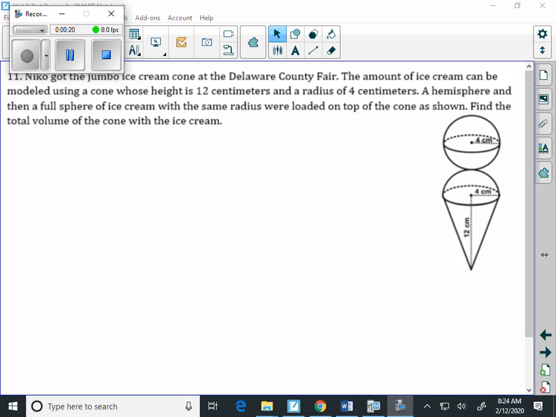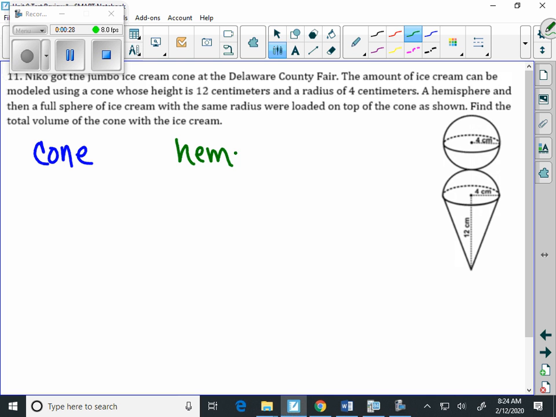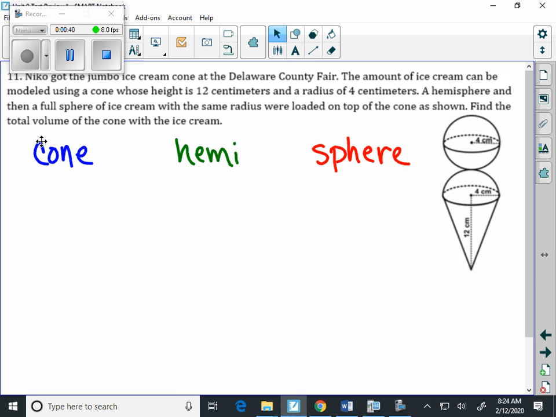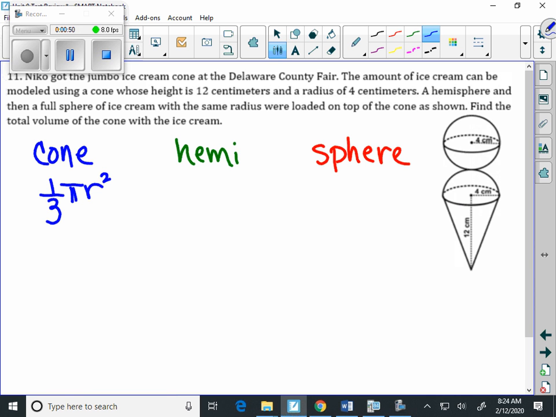So what we need to do is find the volume of the cone, the volume of the hemisphere, and then the volume of the sphere. We can refer to our green paper to figure out these formulas. The volume of the cone, as we look at our paper, is 1/3 pi r squared h, just reading straight off of your reference paper.